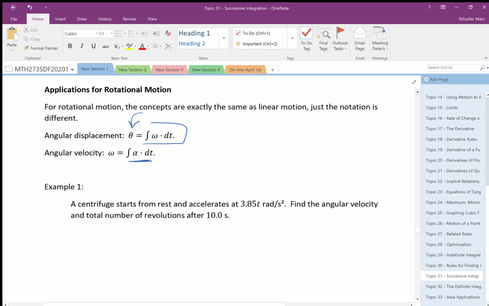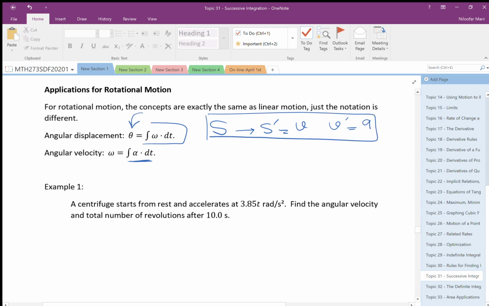If I can just refresh your mind, I used to have S as my displacement, and then I did the derivative of S, and I said that's velocity, and then I did the derivative of V, and I said this is acceleration. This is for linear motion, for example a car moving from point A to point B. I go from displacement by derivative to velocity, and from velocity by derivative to acceleration. The same here.